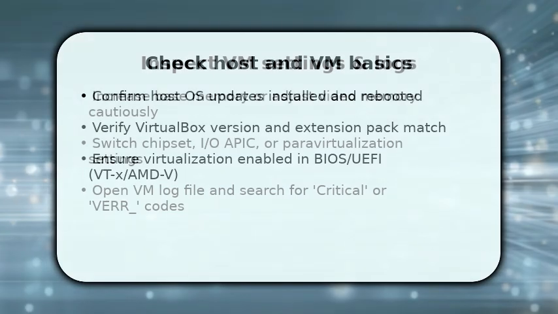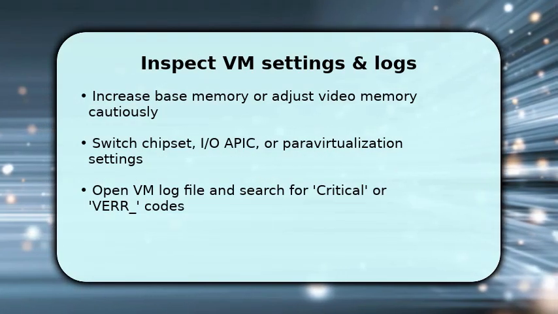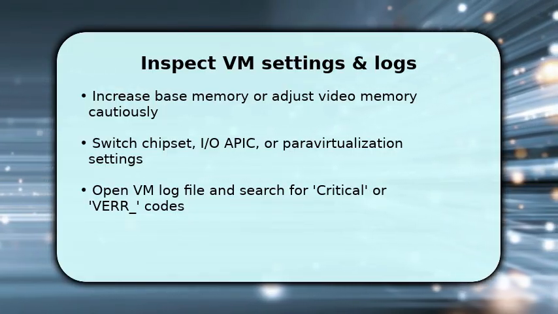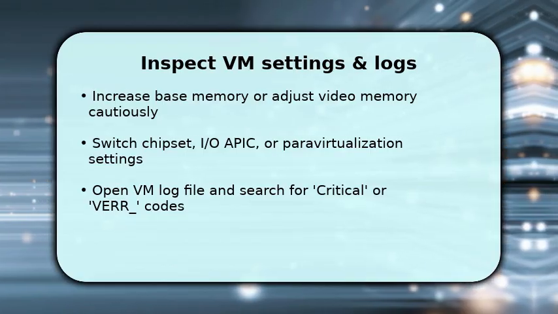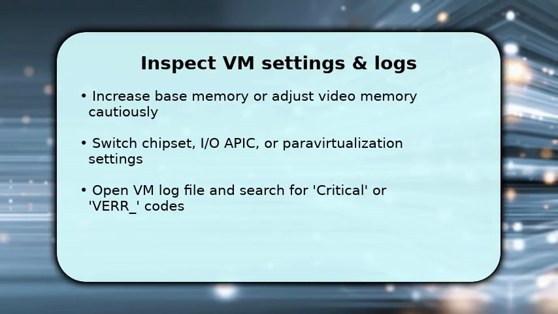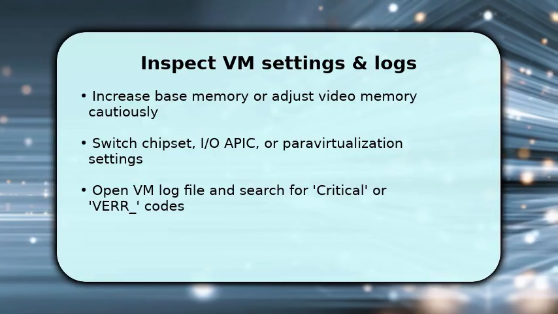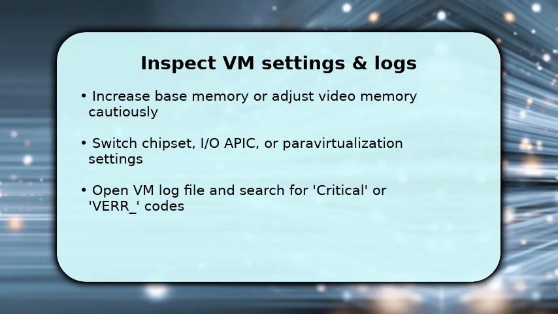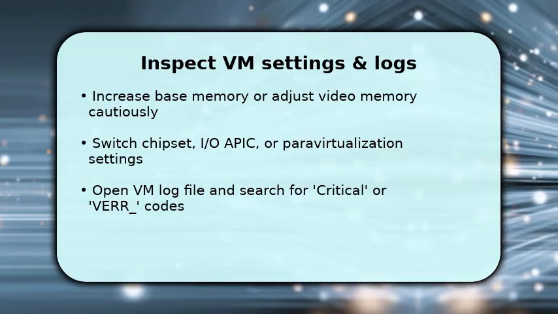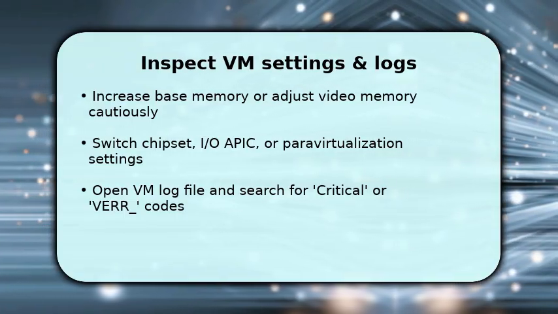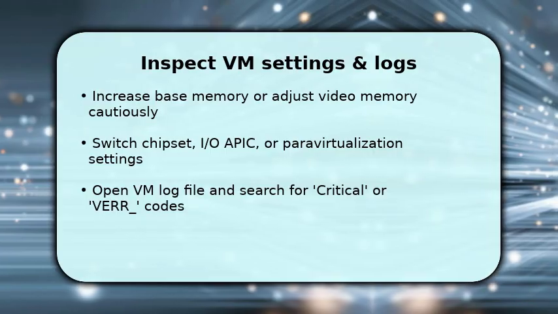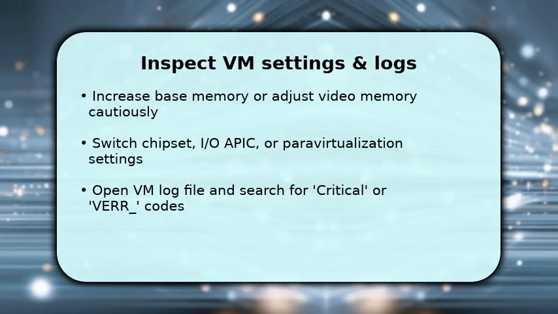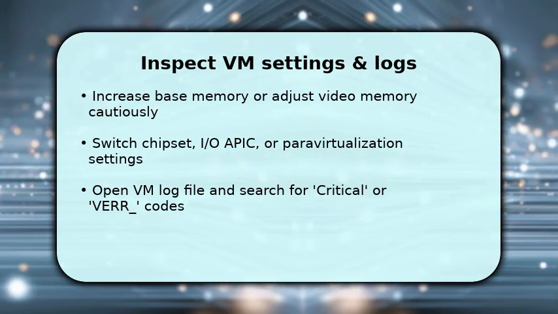Now you dig into the VM specifics because most critical errors arise from misconfiguration. First, check memory and video allocations. Too much or too little can trigger host conflicts, so adjust incrementally. Next, toggle chipset, I/O APIC, and paravirtualization provider. These affect guest kernel behavior. Then inspect the VM log in VirtualBox logs and search for critical or VERR codes to identify the subsystem. Make changes one at a time, restart the VM, and observe whether the error message evolves.